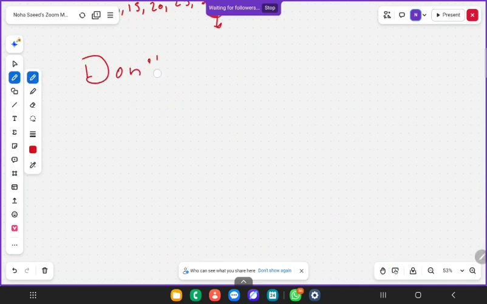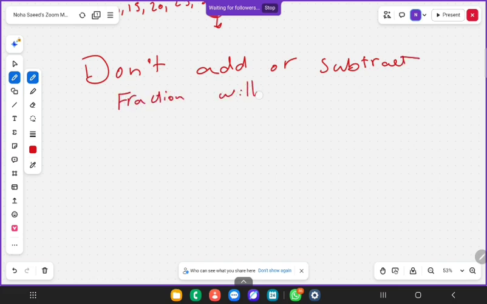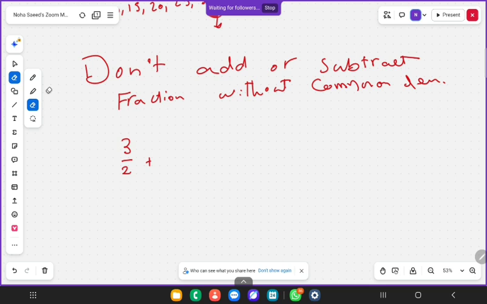Okay? Here, if we want to add or subtract fractions, we have one rule we have to follow. Don't add or subtract fractions without a common denominator. How can I do that? I can't make something like that, 3 over 2 plus 5 over 4, without making a common denominator. So if I have 3 over 2 plus something like 4 over 2, can I add? Yes. Put the denominator here, it's 2, and start to add 3 plus 4 equals 7.